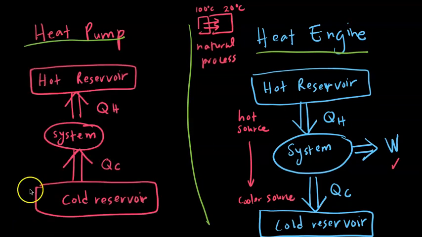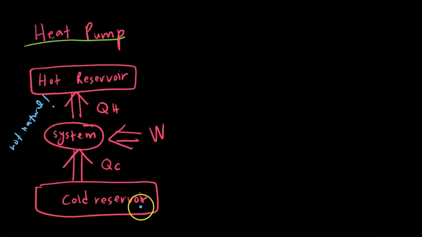So let's write that down. We have the hot reservoir, we have the system, we have the cold reservoir, but now we start from the cold reservoir, the cold source. So the cold source supplies QC, the heat energy, to the system, and the system expels QH to the hot source or the hot reservoir. And we know that transferring heat from a cool source to a hot source is not a natural process. We need to supply work to make this happen. So a heat pump takes in work, absorbs energy from the cold reservoir, and expels heat to the hot reservoir.